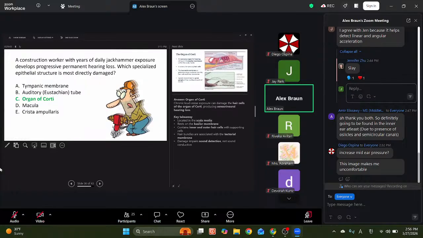A construction worker with years of daily jackhammer exposure develops progressive permanent hearing loss. Which specialized epithelial structure is most directly affected?